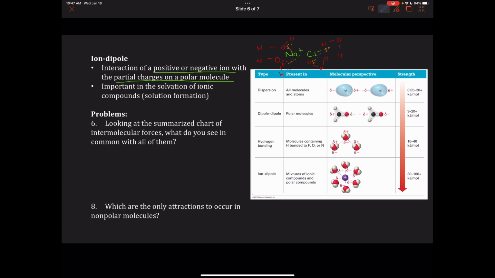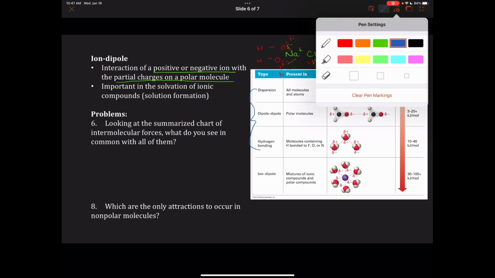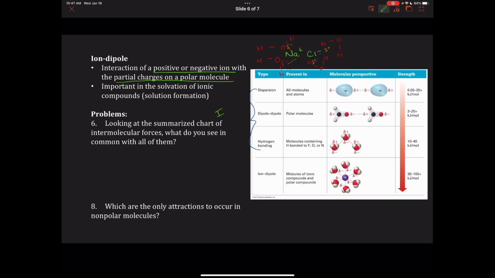But we've got this chart here that compares our 4 forces and what they're present in. So again, dispersion is found in all molecules, all atoms. Dipole-dipole, only in polar molecules. Hydrogen bonding, only in molecules containing hydrogen bonded to fluorine, oxygen, or nitrogen. Ion dipole, it occurs in a mixture. So these first 3, when we talk about impacting properties, they impact phase. They're going to impact boiling points, melting points, and reactions.